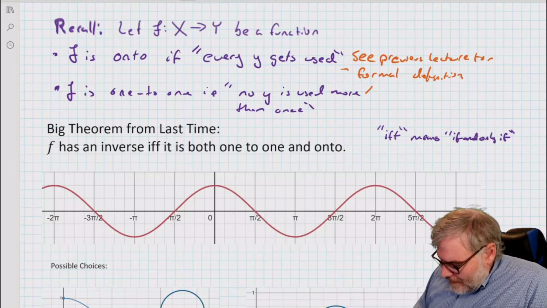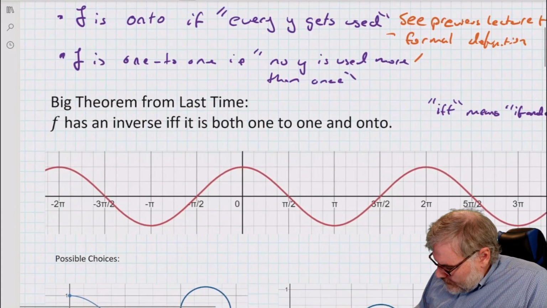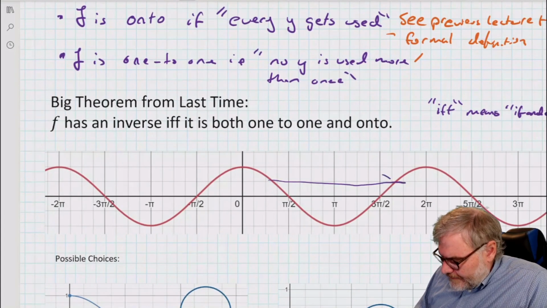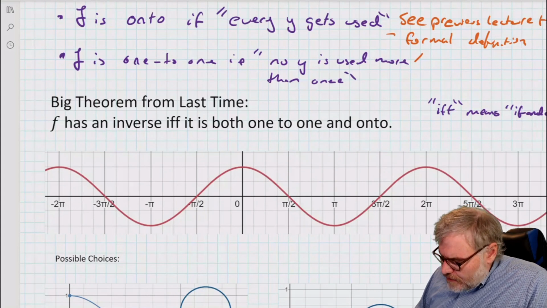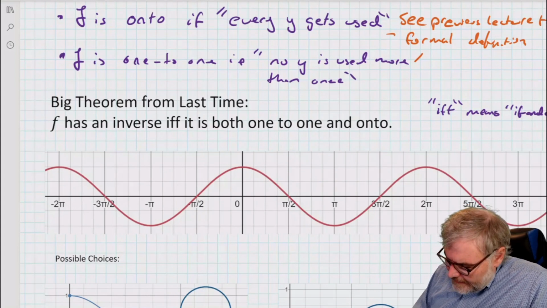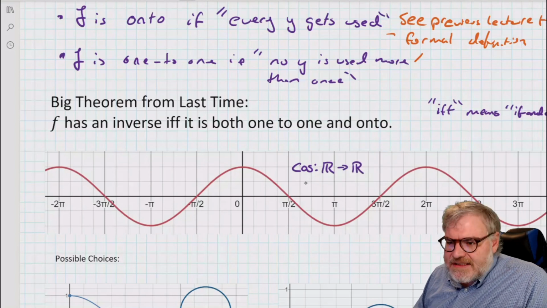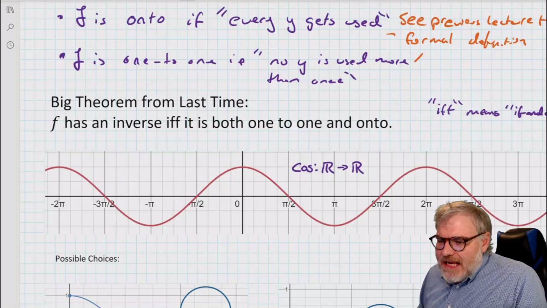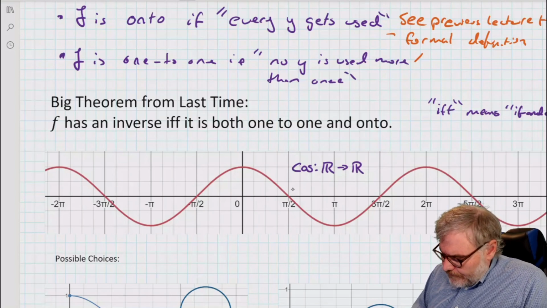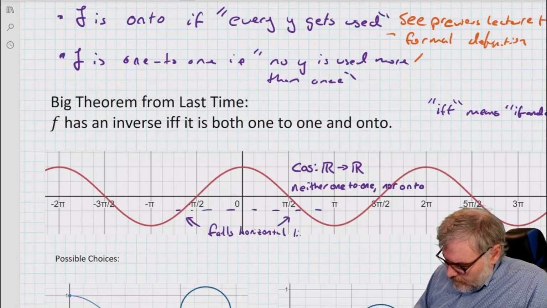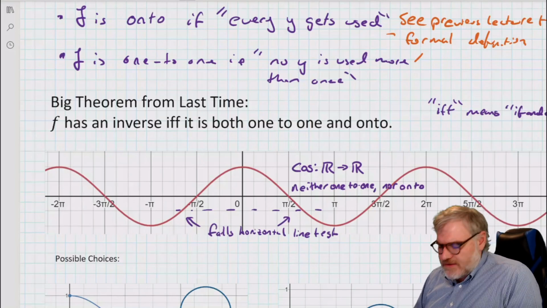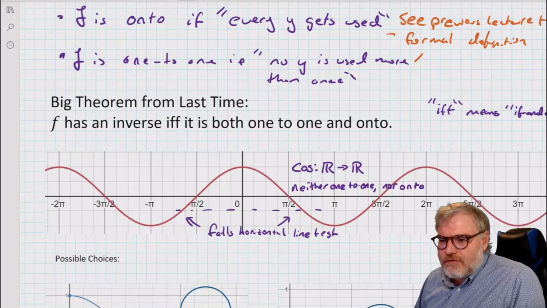Anyway, this right here is cosine, and as you can see, cosine is not 1-to-1. It's also not onto. Cosine is defined from all real numbers to all real numbers, so it's neither 1-to-1 nor onto. As we can see, cosine is failing the horizontal line test. It fails it all over the place.